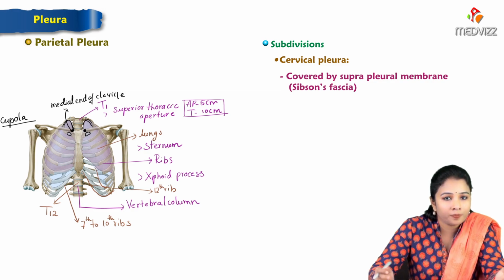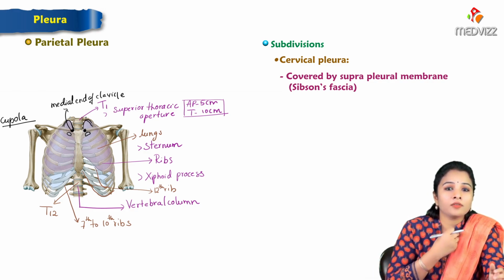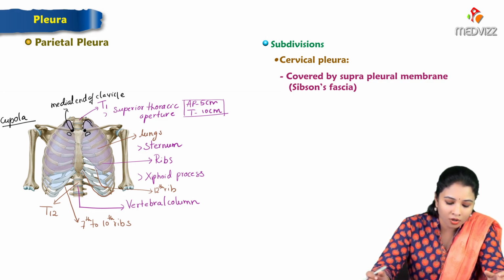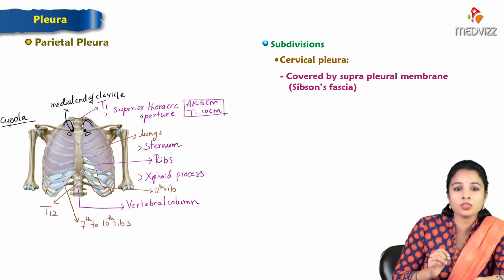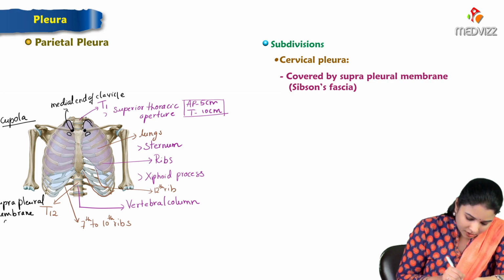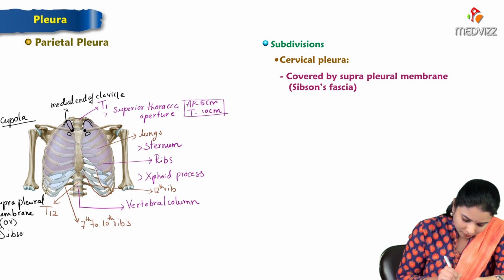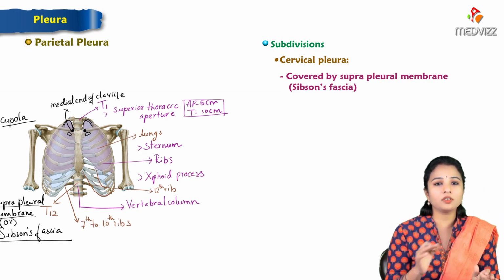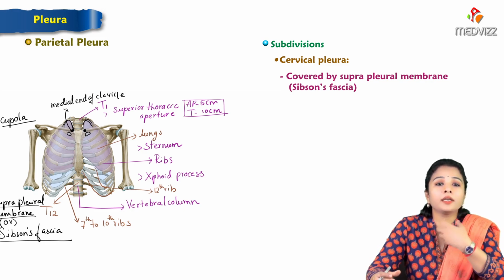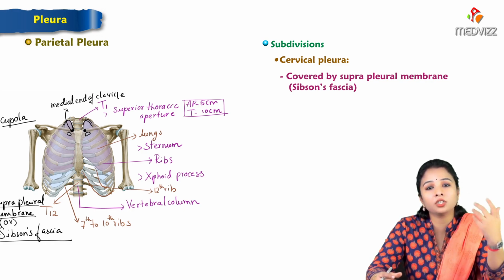And this parietal pleura, the cervical pleura extending into the neck, is further covered by a membrane called as suprapleural membrane or Sibson's fascia, which is otherwise called as Sibson's fascia. It covers the cervical pleura, preventing the lungs expanding beyond the 2.5 centimeters into the neck.